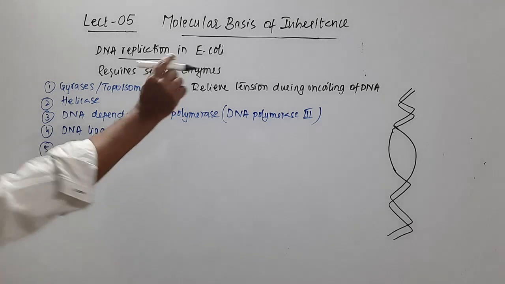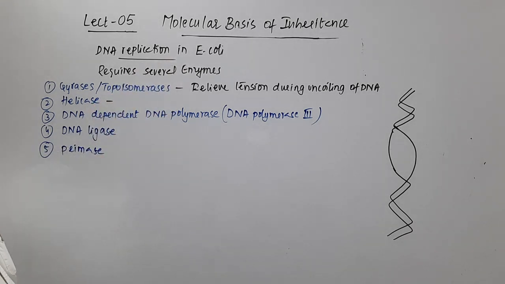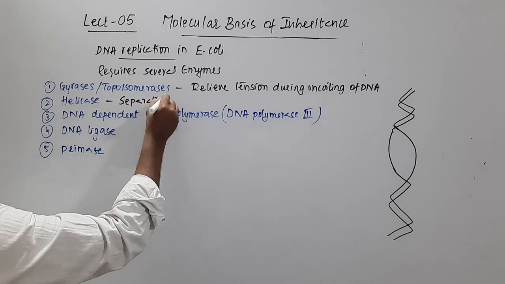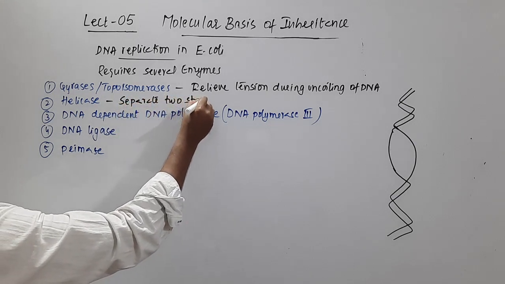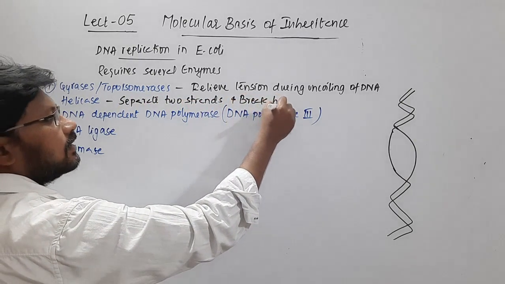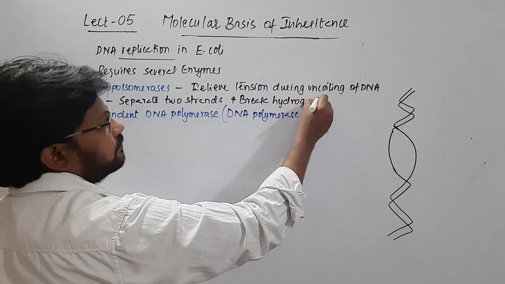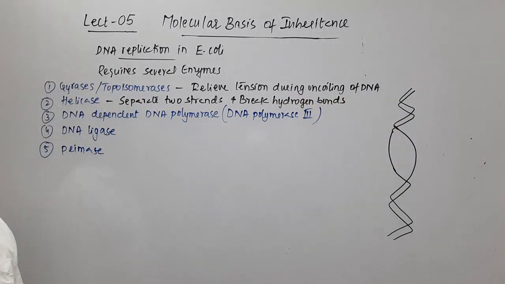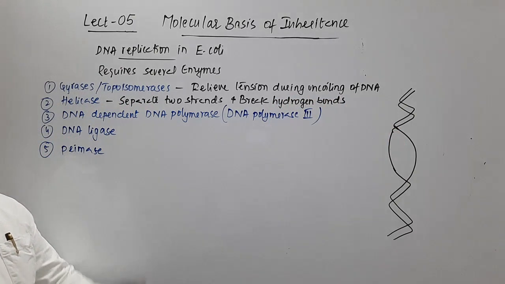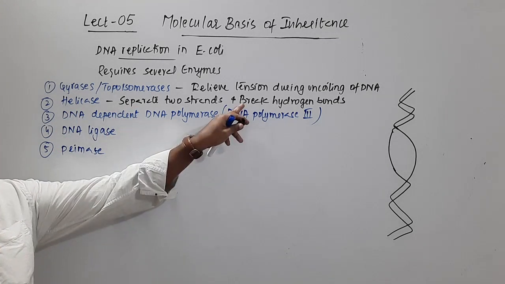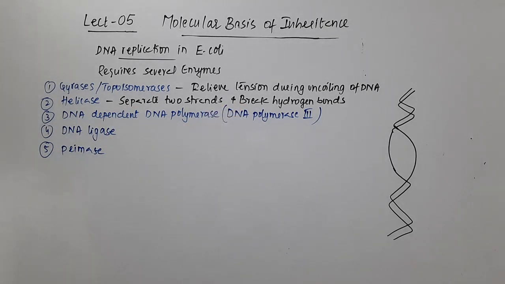Then coming to helicase enzymes, they separate two strands and break hydrogen bonds. We know these hydrogen bonds in DNA exist between nitrogen bases. So the function of this helicase is to separate the two strands and break the hydrogen bonds.